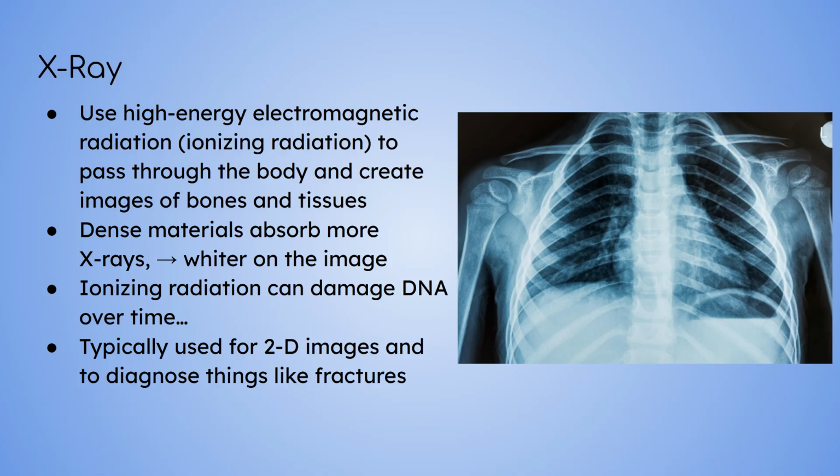So X-rays use ionizing radiation, which is just high energy electromagnetic radiation, and it passes through the body and creates images of bones and tissues. And when it hits a tissue, that's when it creates an image. Like you can see, the bones are white and clear on the image on the right, and you can see them very well, and that's because they're denser than other tissues like soft tissues, and they absorb more of the radiation, which leads to the more visible, whiter image. Which is also part of the reason you can't see soft tissues as well, because they're not as dense.